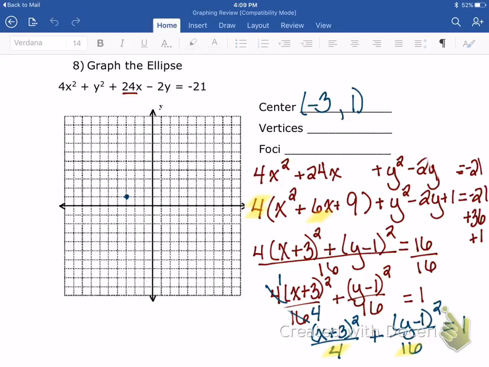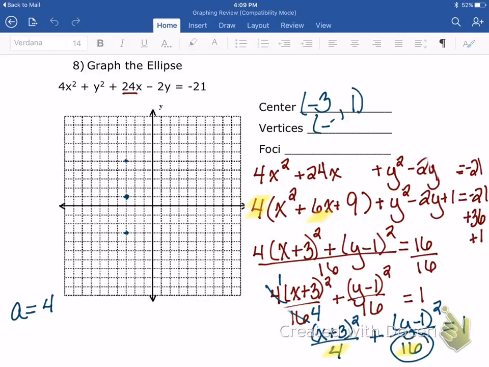Our major axis is going to go up or down, and our major axis is the square root of this right here. So the square root of 16, that is going to be our a value. Our a value is going to be 4. So I am going to go up 4. 1, 2, 3, 4. And that is going to be my major axis.